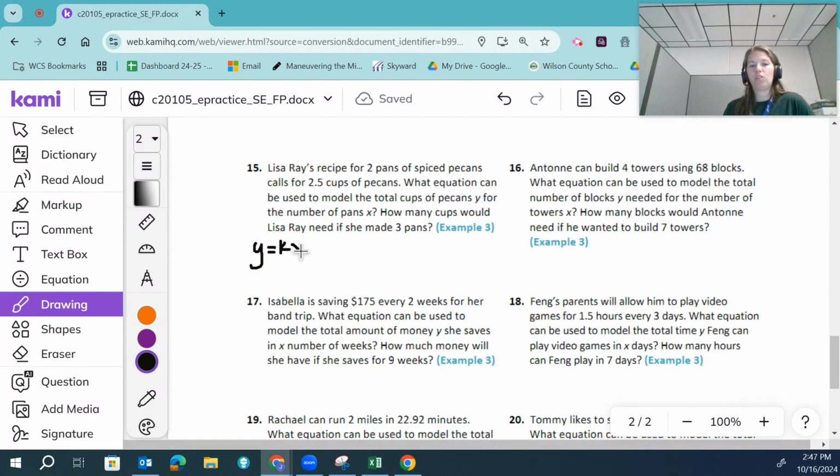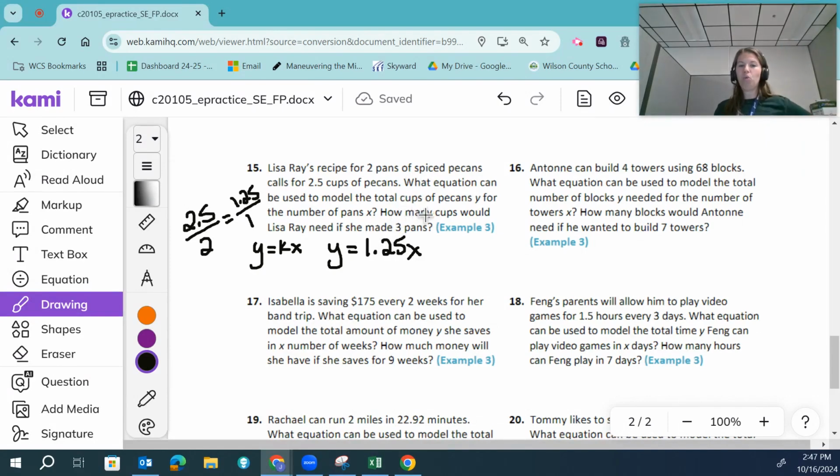So again, we're going to use our same equation, y equals kx. It says 2 pans uses 2.5 cups. And again, I need to find the unit rate per 1 pan, and that is going to be 1.25 cups. So my equation is going to be y equals 1.25x.